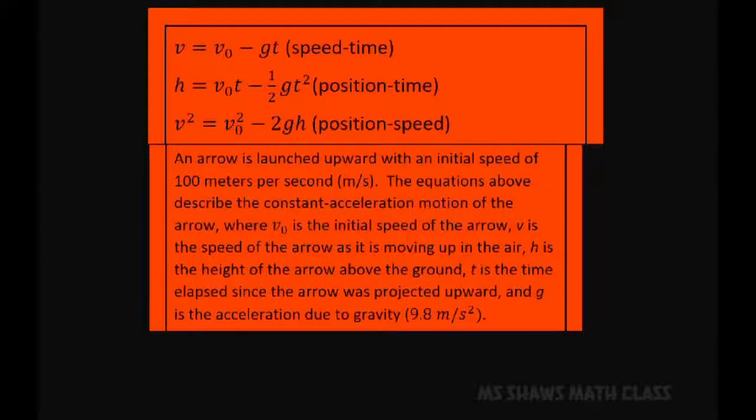The equations above describe the constant acceleration motion of the arrow, where v sub 0, same as v subscript 0, is the initial speed of the arrow, and v is the speed of the arrow as it's moving up in the air. H is the height of the arrow above the ground. T is the time that has elapsed since the arrow was projected upward. And g is the acceleration due to gravity, which is 9.8 meters per second squared.